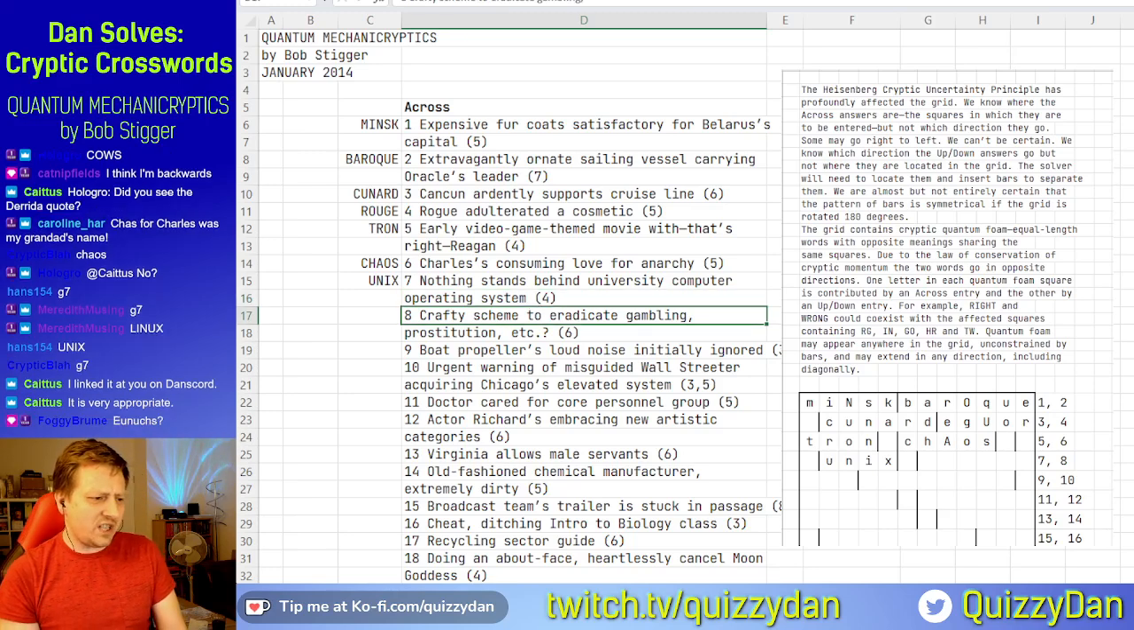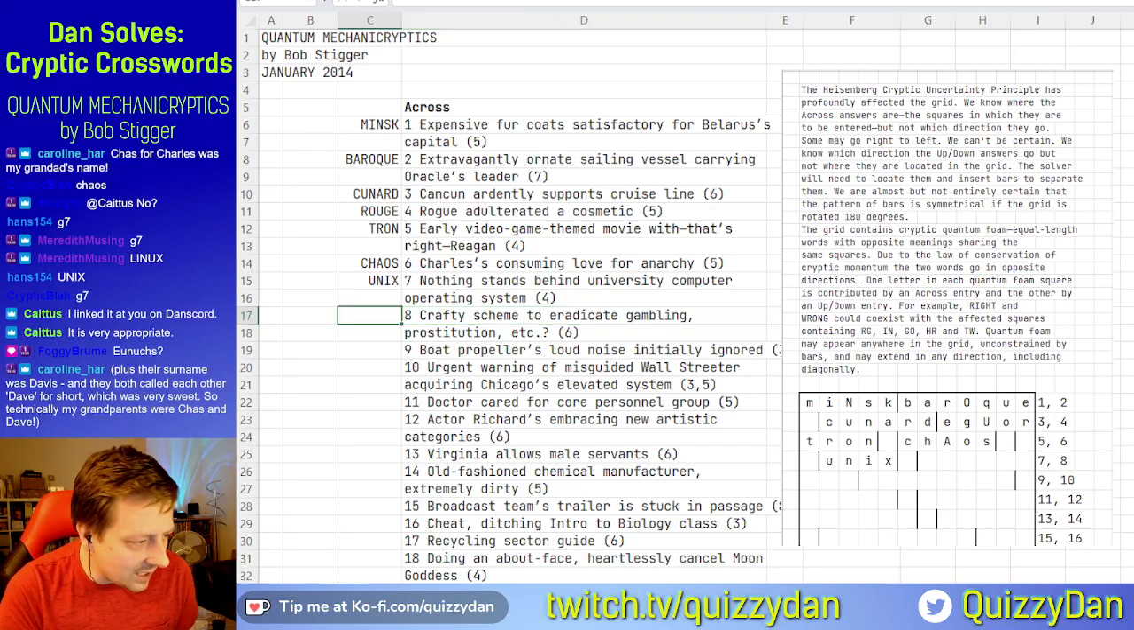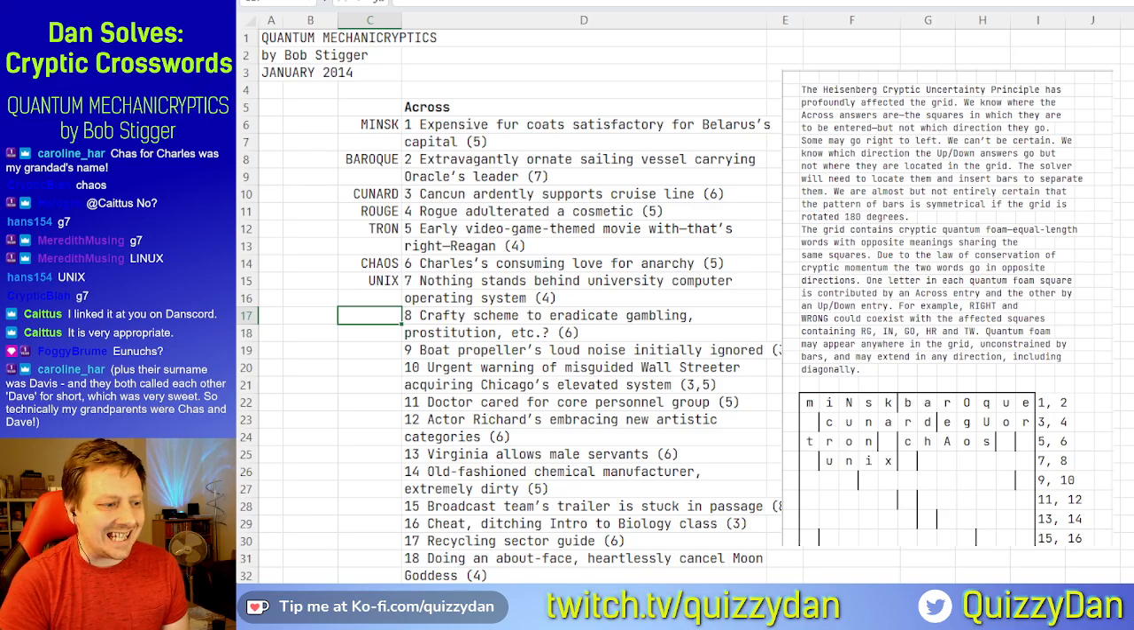8. Crafty scheme to eradicate gambling, prostitution, etc. So is it an anagram of scheme? Because it is crafty, because we're after a 6-letter answer. Crafty scheme.